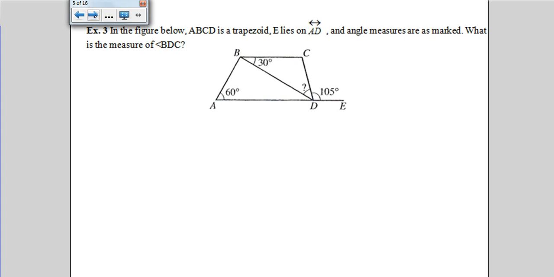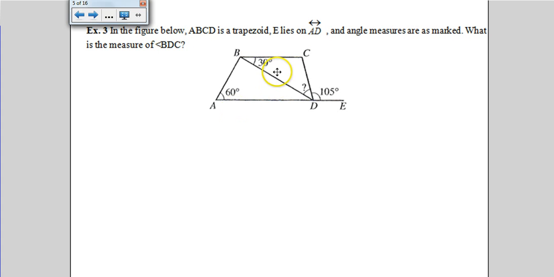Okay, this next question says we have a trapezoid and so on. Because this is a trapezoid, we know that BC and AD are parallel. So the question is, what's the measure of angle BDC, where the question mark is? One thing I want to point out to you on the ACT, those little moon marks do not mean congruent. I know back in geometry class, sometimes we use those to mean congruent. They do not mean congruent on the ACT.